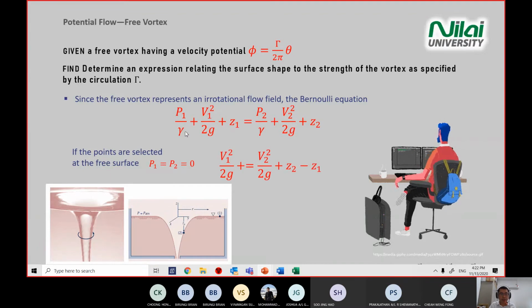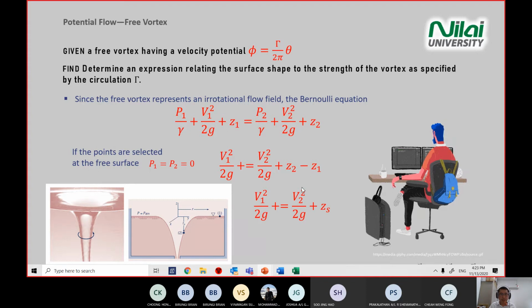Then our Bernoulli equation is further reduced to V1 squared divided by 2g, and you pull your z component to the right, where it becomes negative. So you have V2 squared divided by 2g plus z2 minus z1. Z2 minus z1 is your zs, as shown in the diagram.